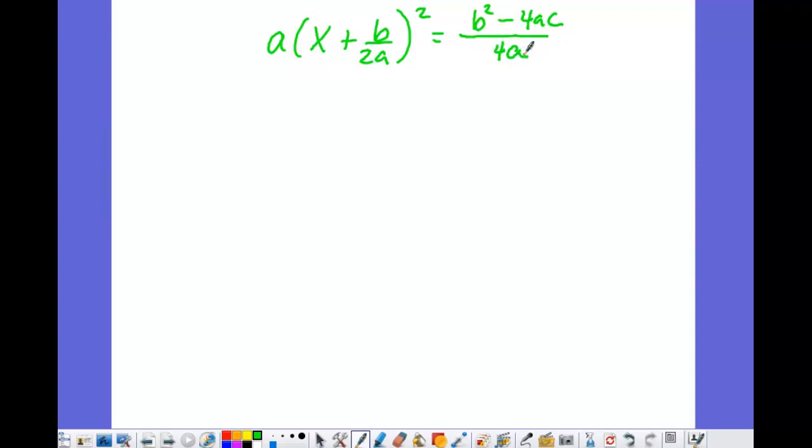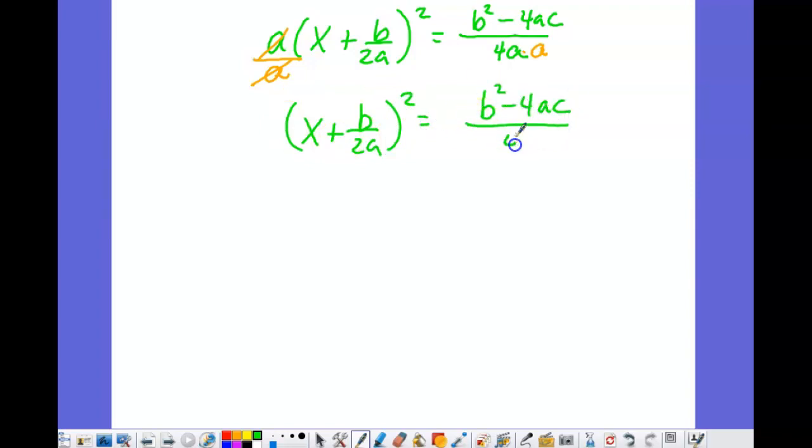Well, the next thing that we would do is get rid of this a in the front. We do that by dividing by a on both sides. So this cancels, and we just put another a down here on the bottom. So what that's going to give me then is x plus b over 2a squared is equal to that over 4a squared.